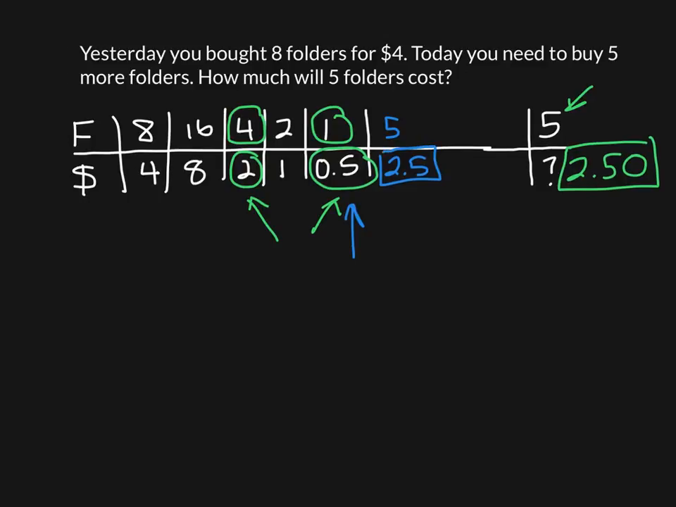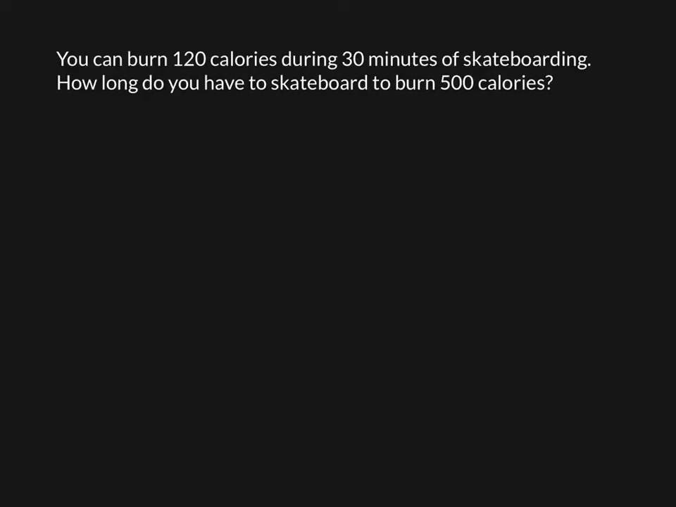So there's really 2 different ways we can look at it. We can take the amount for 4 folders and the amount for 1 folder and add them together, or we can get down to how much it costs for 1 folder and then multiply both of those numbers by 5 to get to the amount of folders that we want. Let's try another one here.